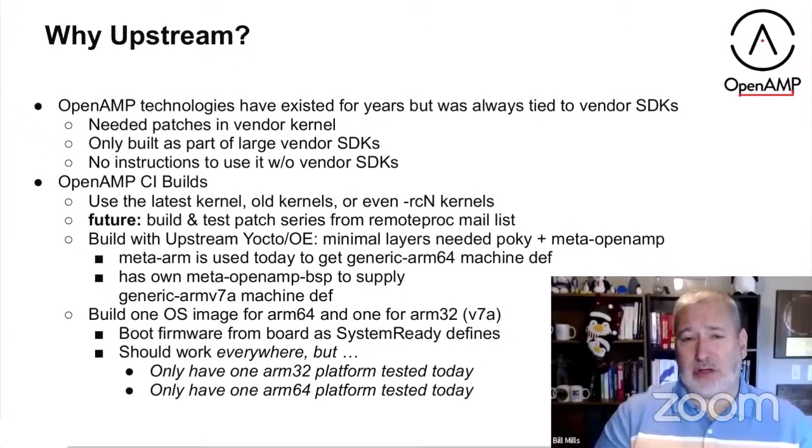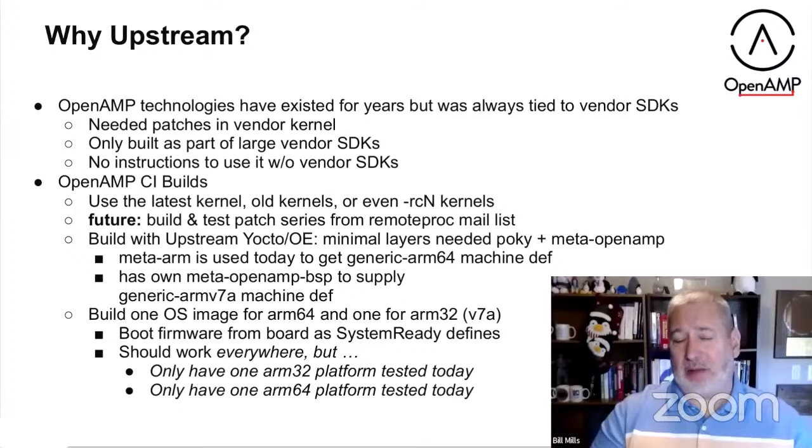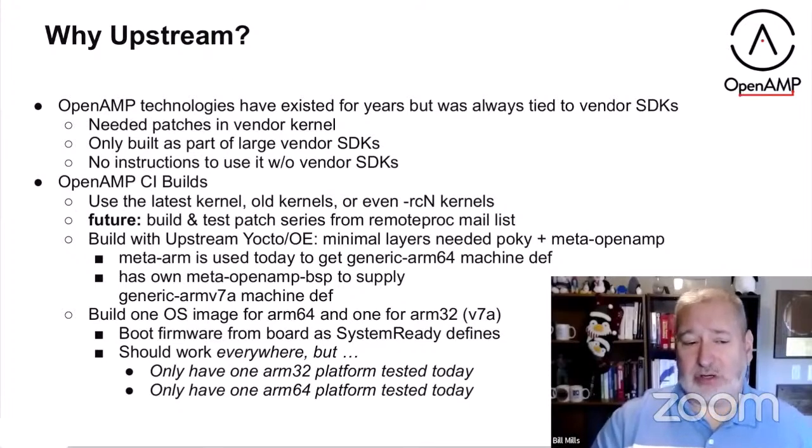But for now, we're using it to build, and we're using Yocto OE to build. So we have a very minimalist system with Poky and meta-openamp. We do bring in meta-arm, and this is to get the generic ARM64 machine definition. We also have our own layer that's really just for CI purposes. We don't intend other people to use this. In the meta-openamp BSP layer, that provides a generic ARMv7 machine definition.